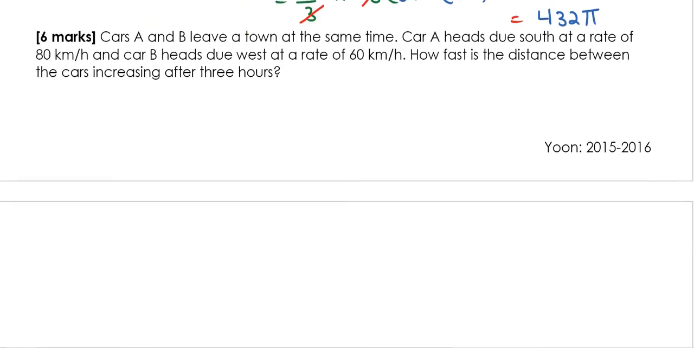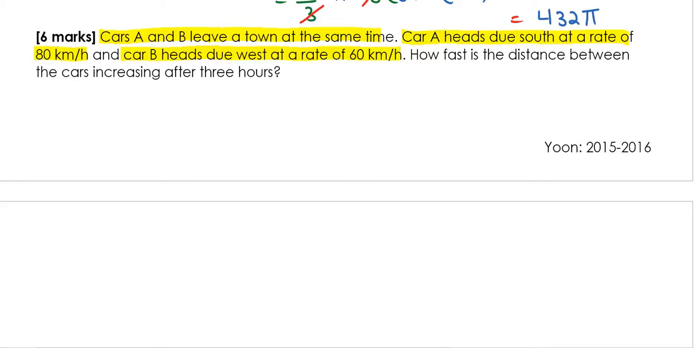Okay, the next question here. Cars A and B leave a town at the same time. Car A heads due south at a rate of 80 kilometers an hour, and car B heads due west at a rate of 60 kilometers an hour. How fast is the distance between the cars increasing after 3 hours?